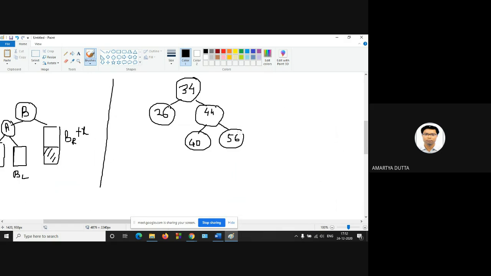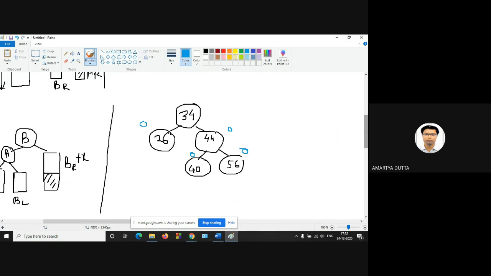Now what is the balance? Balance factor of 56 is 0. Balance factor of 40 is 0. This is 0, again this is 0. For 34, what is the balance factor? Minus 1 is the balance factor for 34.